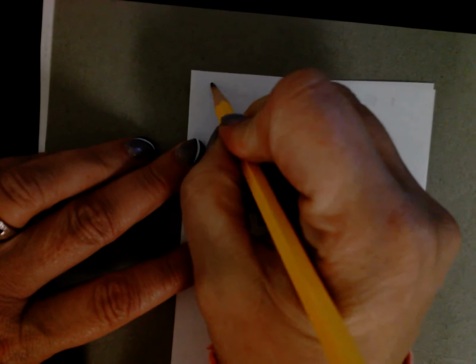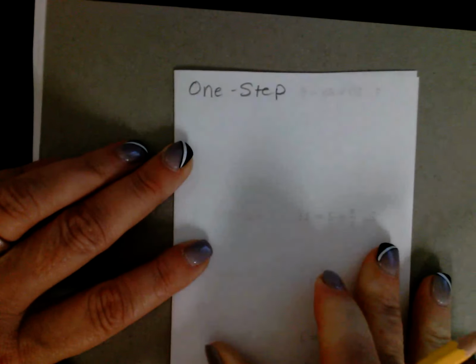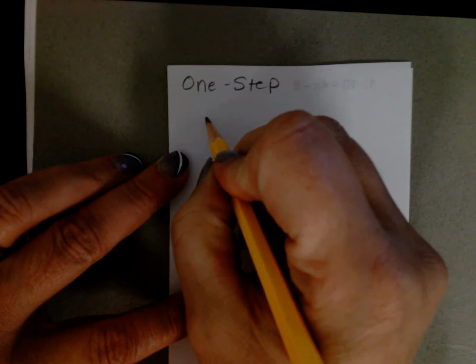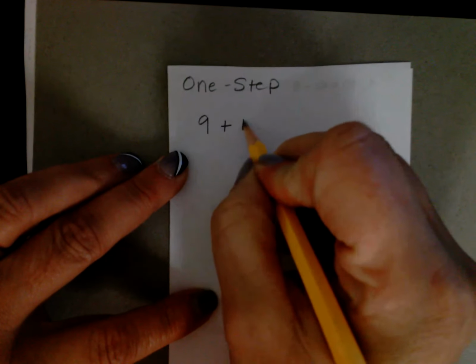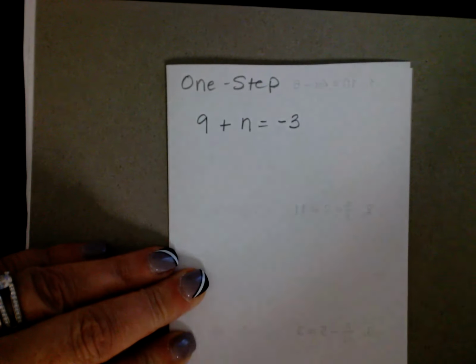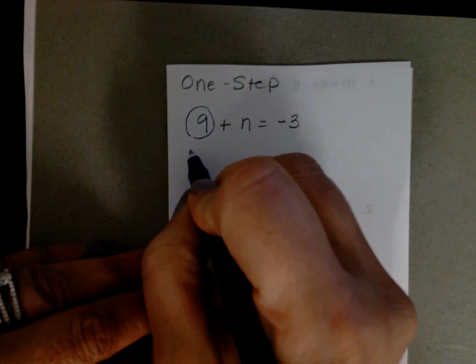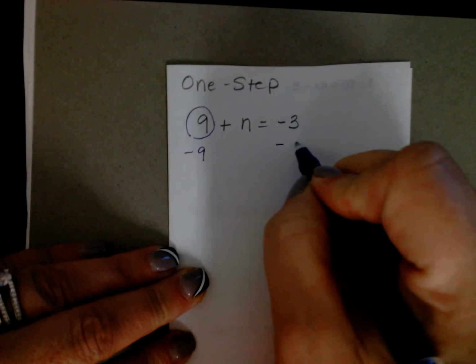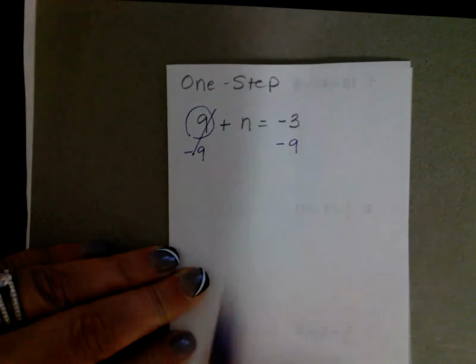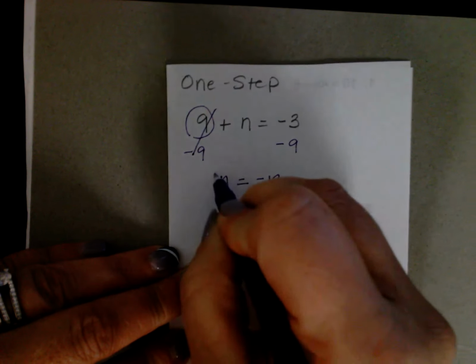We have been working with one-step equations, so one step. We've been undoing the math problem. If I gave you 9 plus n equals -3, I believe you know what to do. This is a positive or plus 9, so you would minus 9 from both sides, and I would get n equals -12.